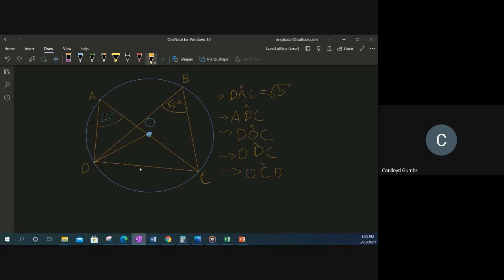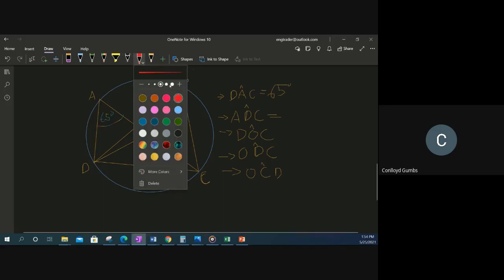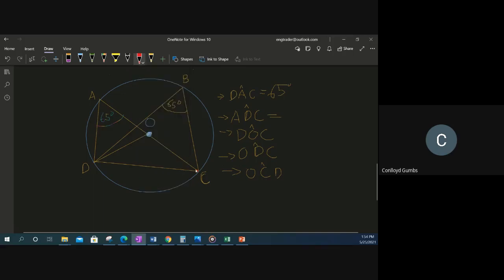Next one, ADC. What is that angle sitting on? It's sitting on the diameter. If you look at that, here's where it's sitting. So that means the angle here must be 90 degrees. Must be 90 degrees. So that means here should be 90 degrees as well.